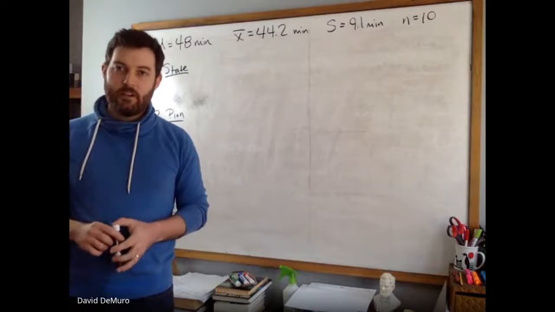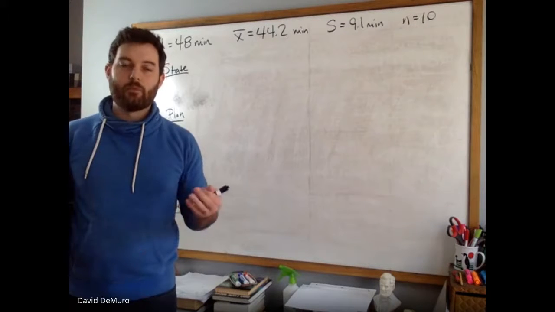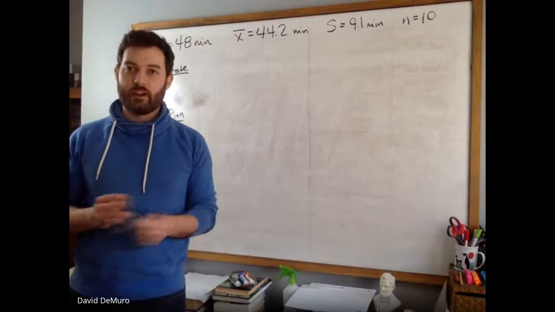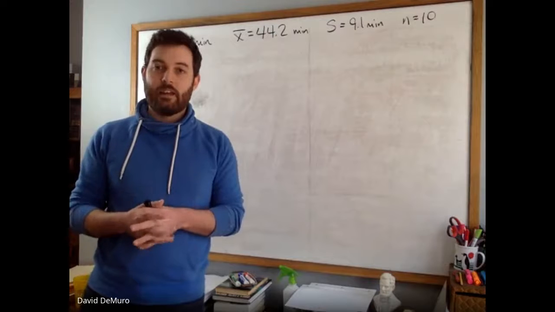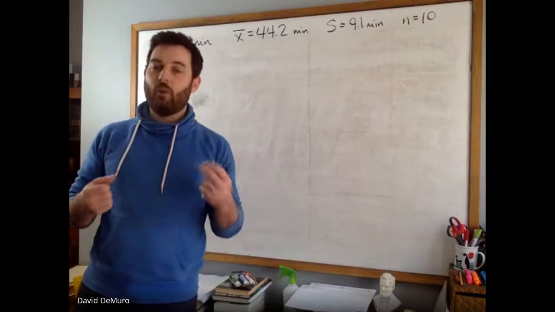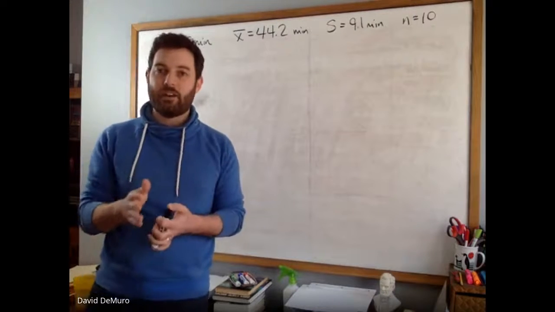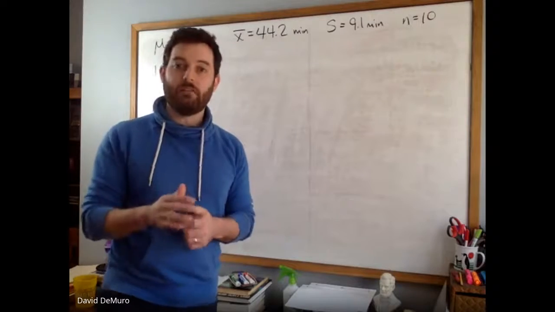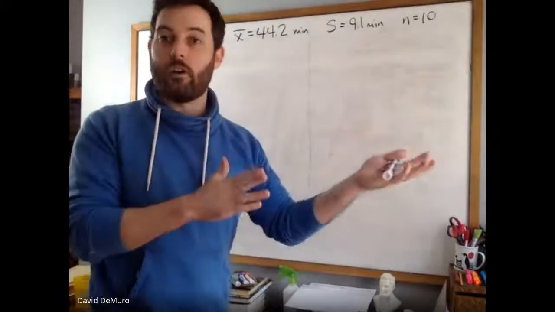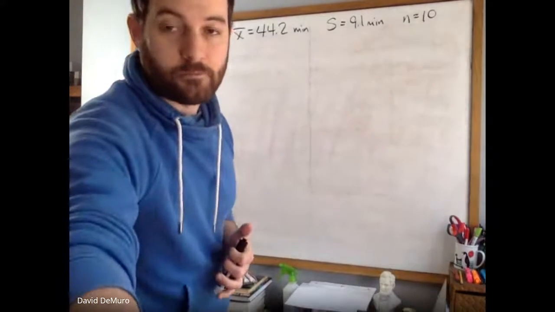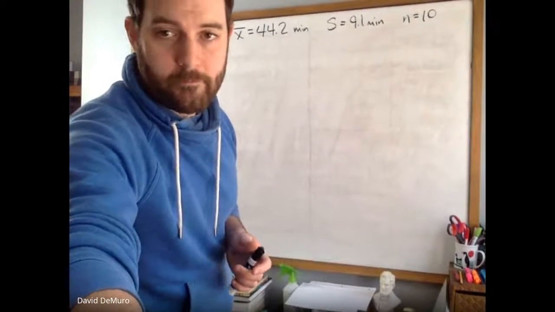Hello class, in this video we're going to take a look at an example of running through the whole four-step process of the inference procedure we call a one sample t-test. Now that is used in a scenario when we want to test against a hypothetical population mean by collecting a random sample and seeing if that sample is far enough away from the hypothetical value. So let's take a look at an example of that.